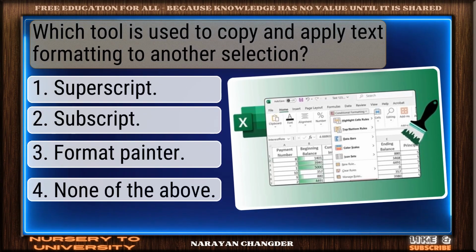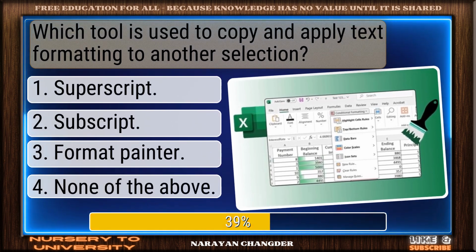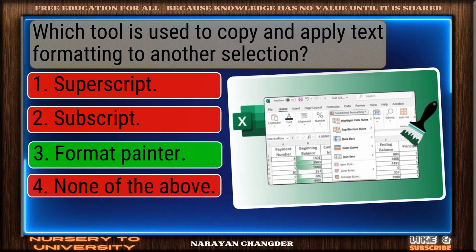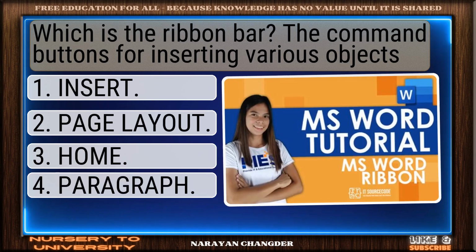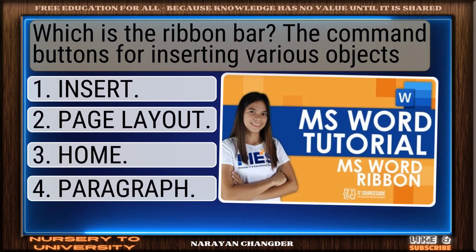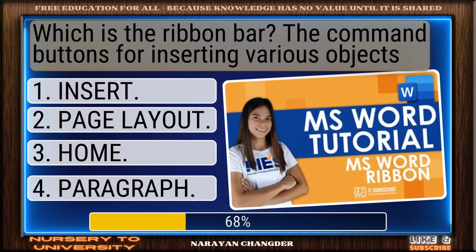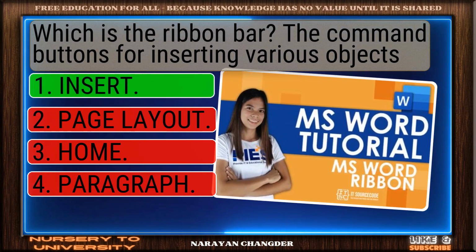Which tool is used to copy and apply text formatting to another selection? Strong choice. Format Painter is the right answer. Which is the ribbon bar? The command buttons for inserting various objects. Nice work. You chose Insert and it is correct.